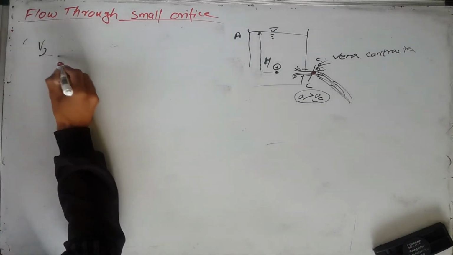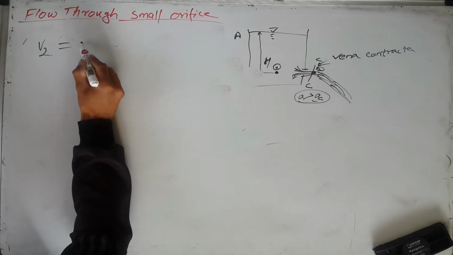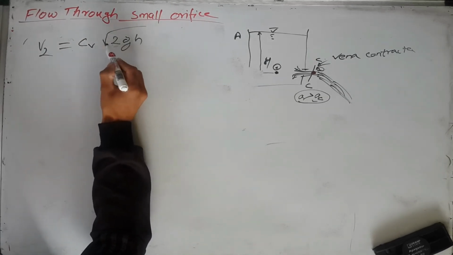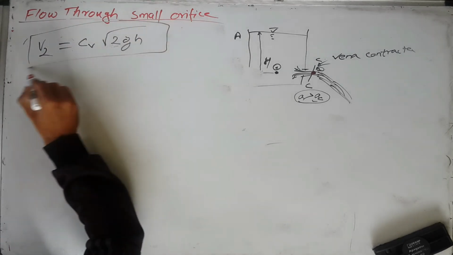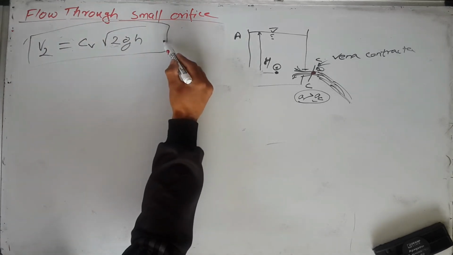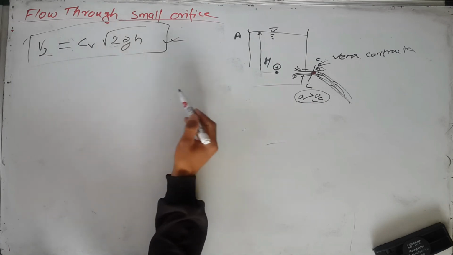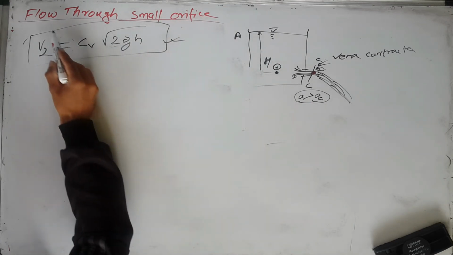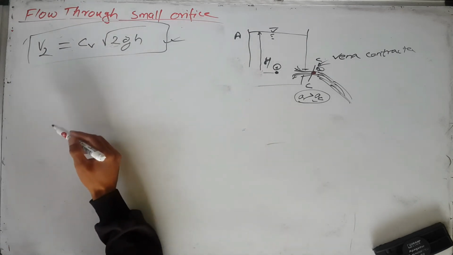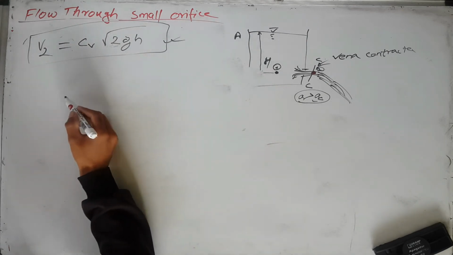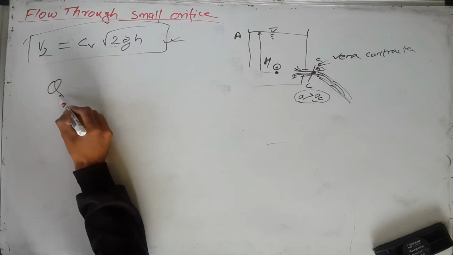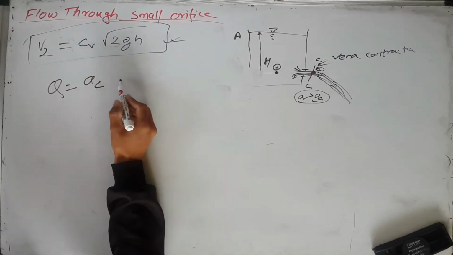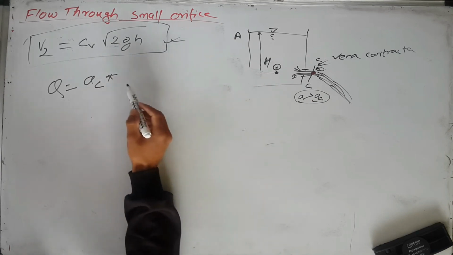We have derived V2 actual velocity. V2 is CV root under 2gH. This is the velocity through vena contracta, and we have to find the rate of flow through the small orifice. That is, we have Q equal to area of vena contracta AC into this V2.